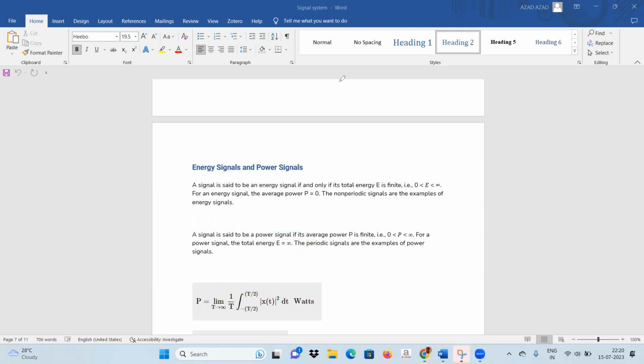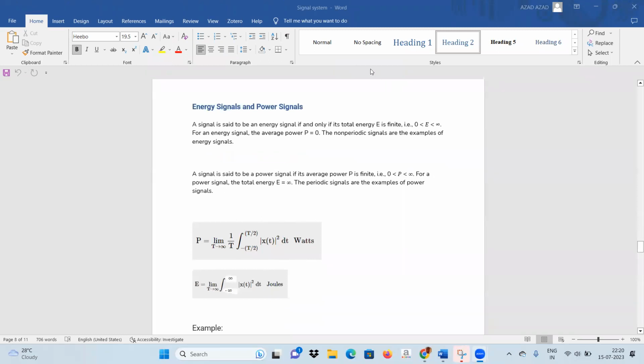If you want to calculate whether the signal is an energy or power signal, then this is the formula by which we can calculate the energy or power of the signal. If we get finite energy, then the signal will be an energy signal. And if you get finite power, then the signal will be a power signal. Normally, periodic signals are power signals.